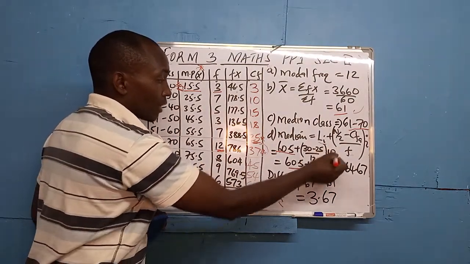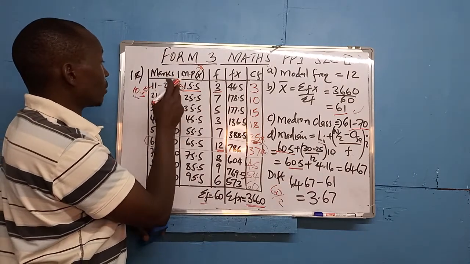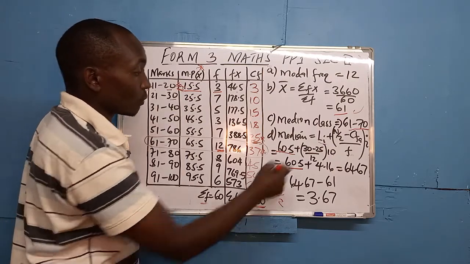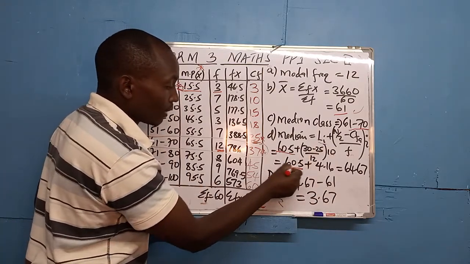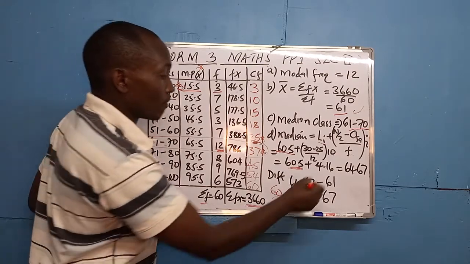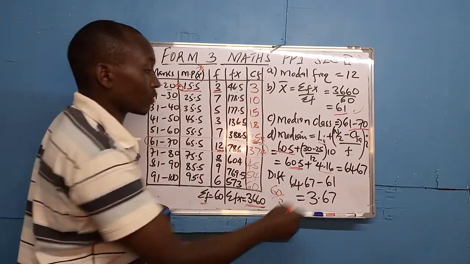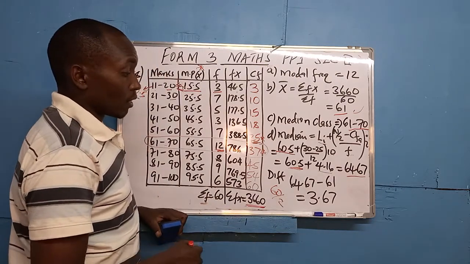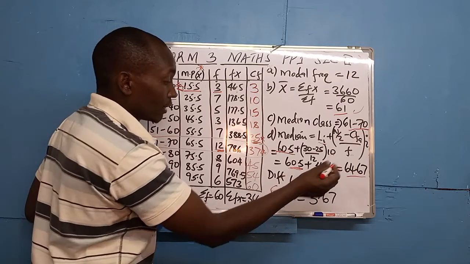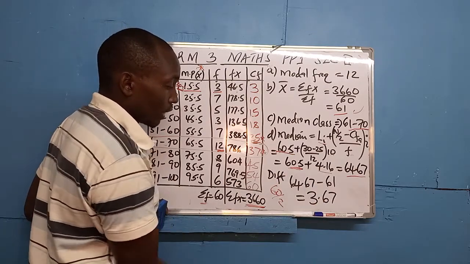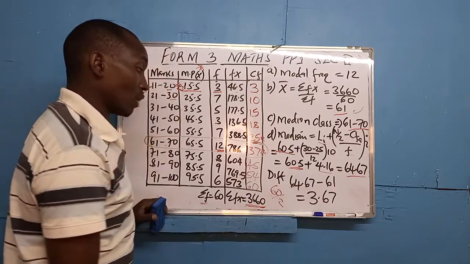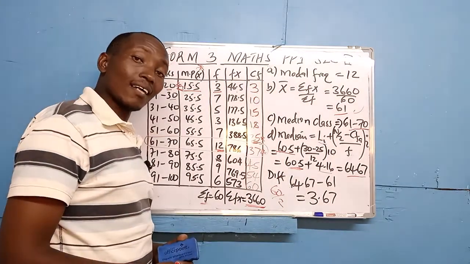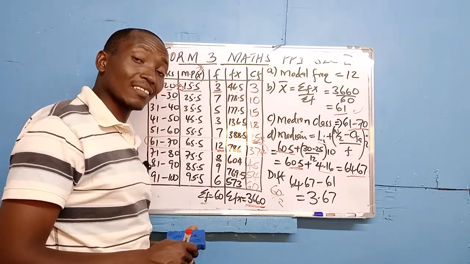Then, of course, I multiply by the class interval, which is 20.5 minus 10.5, or 30 minus 20, which is 10. If you go ahead to work out that is 60.5, this will be 4.16. You add, then you get the median to be 64.67. Then the question was the difference between the median and the mean. So of course you subtract 64.67, subtract 61, you get 3.67. And that's how we approach that question on statistics.